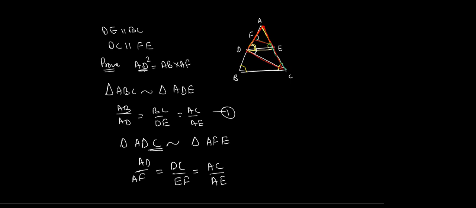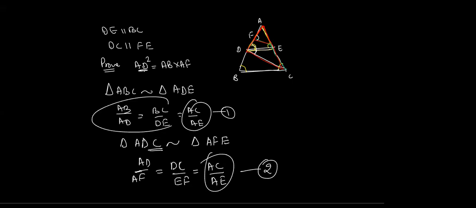Okay. Now check which is common in both the triangles. Which corresponding ratio is equal in both? That is this one, AC upon AE, is equal in both. Means this is equals to this. So if this is equals to this is equals to this, so we can write these will be equal to this one also.